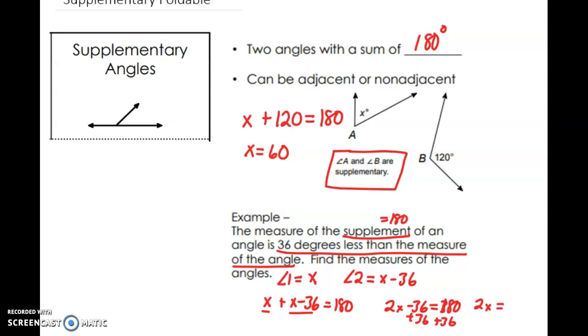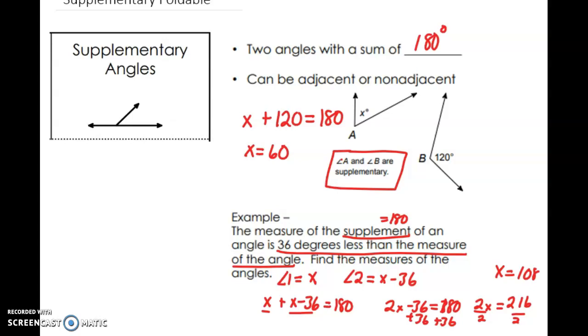So I get 2x equals 216. And then I can divide by 2, and I can get x equals 108. And from there, I could plug back in. So angle 1 is 108, and angle 2 is 108 minus 36, which you could type in a calculator to find. So that is how you're going to use the foldable.